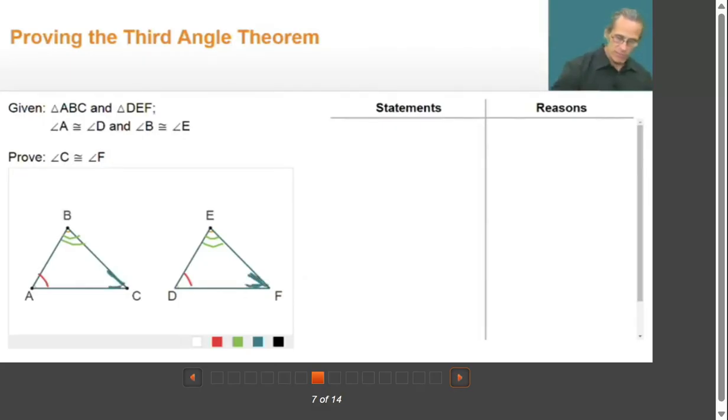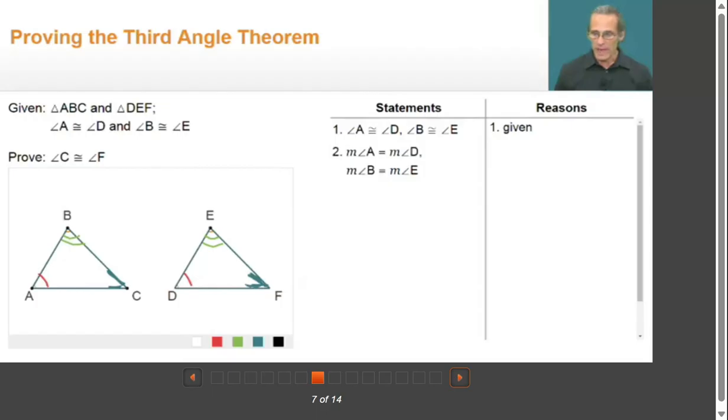All right, so our first step is to state the given. Our given is that angle A is congruent to angle D and angle B is congruent to angle E. If you have congruent angles, you know the measures of these angles will be the same. So our definition of congruent angles says the measures of A and D will be equal, and the measures of B and E will be equal. Now, what else do we know?